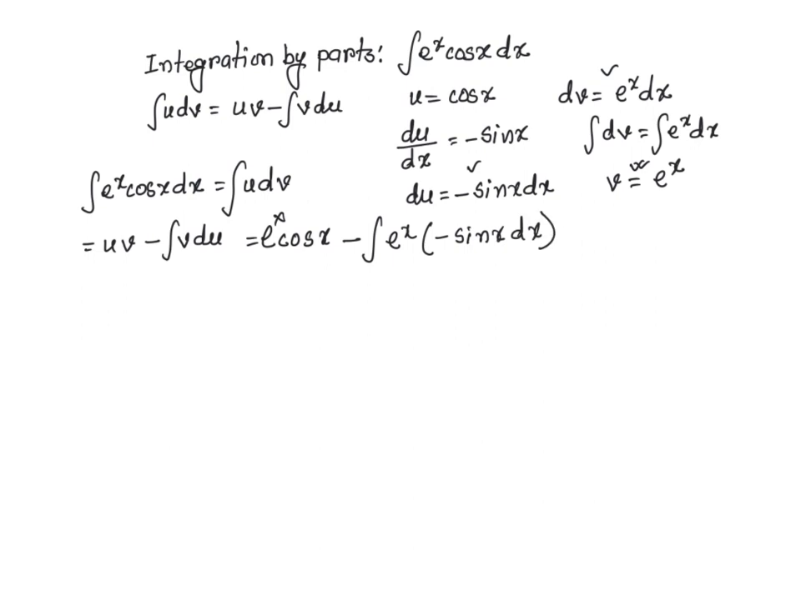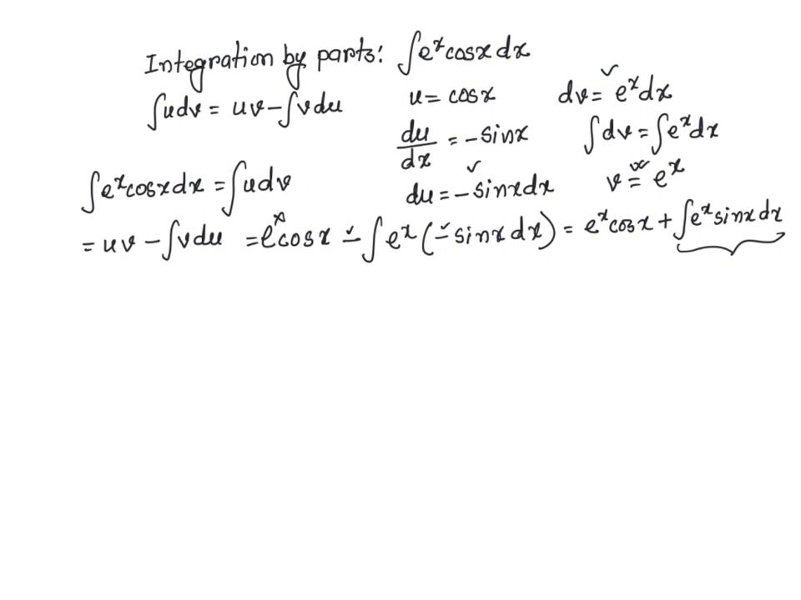Now let me simplify it. What do I get? e to the power x cosine of x. This negative and this negative are going to make it positive. So integral e to the power x sine of x dx. Now I have to use the integration by parts on this one. So let me go ahead and do that.